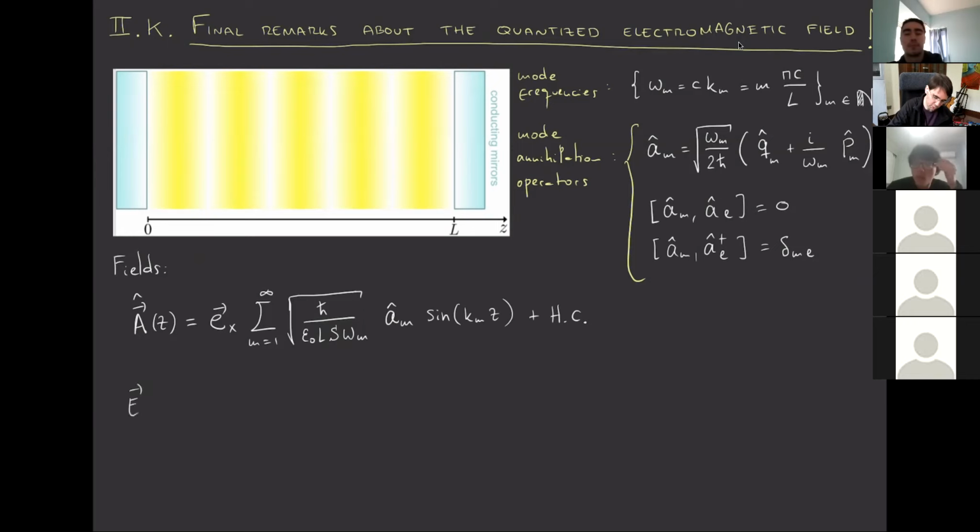So this is for the vector potential. Then we have a similar expression for the electric field, which is minus the time derivative of the vector potential. And this can be written in the following way. So this is Ex, sum m equals 0 to infinity, h bar, epsilon 0 L S omega m, a m, with the same sine.